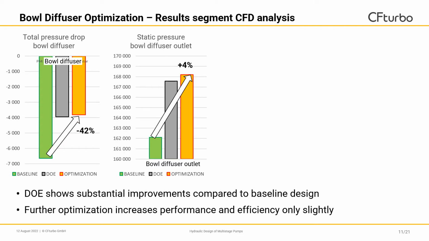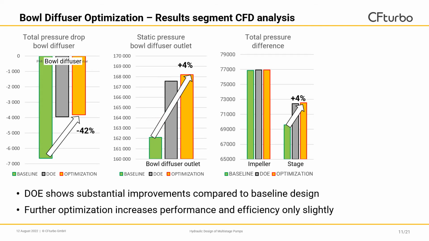If we take a look at the static pressure at the bowl diffuser outlet, you can see that compared to the baseline design, we were able to increase the static pressure by 4%. If we take a look at the total pressure difference, you can see that the total pressure difference inside of the impeller remains unchanged. This is plausible since we did not modify the impeller design.